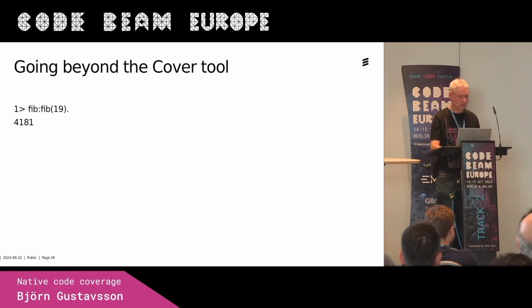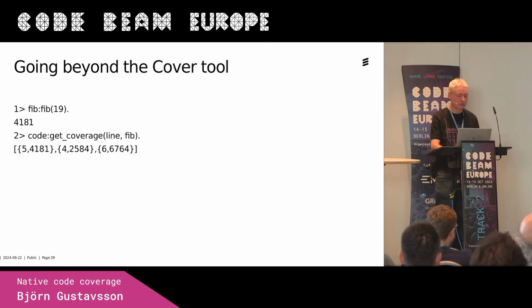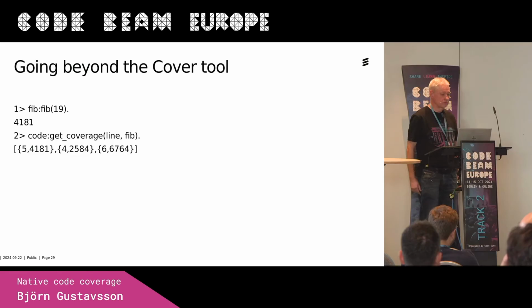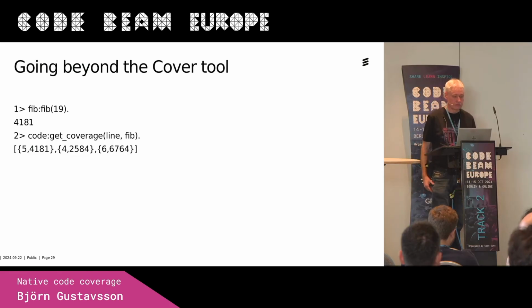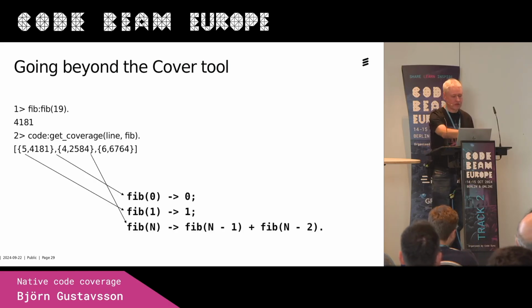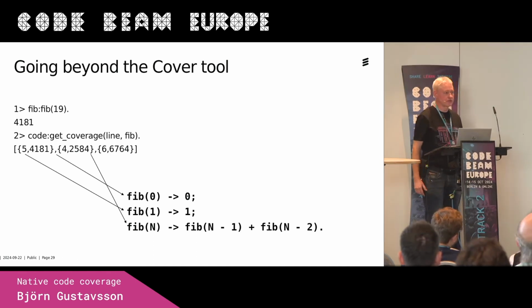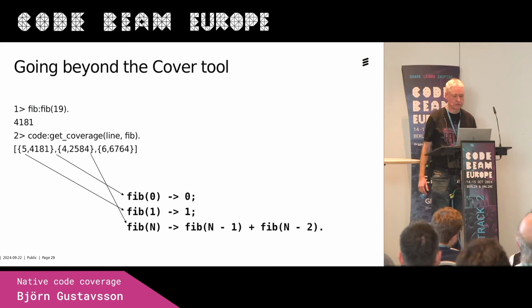So when we've done it like this, we can call fib19 again, and we can get coverage. And in this case, we'll get line coverage. We can't get any web page for this. So here I've shown how these numbers correspond to the lines of our code here.